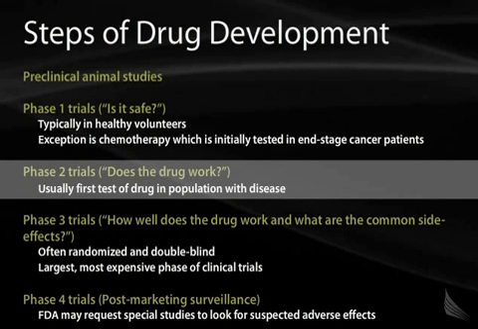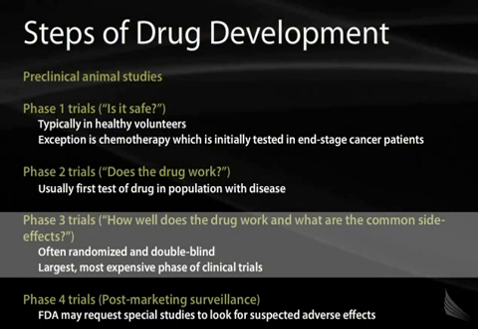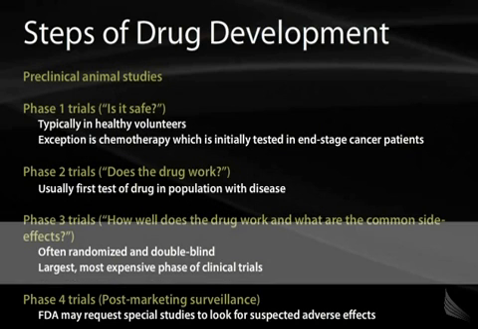Phase 2 trials are efficacy trials. And this is the first time the drug is given, in most cases, to patients that actually have the disease that the drug is meant to treat. Phase 3 trials are very large trials. These trials ask how well does a drug work and what are the common side effects. These are often double-blinded randomized trials in which half the patients receive the drug and half receive a placebo. These are very important and very expensive for medications to become approved.